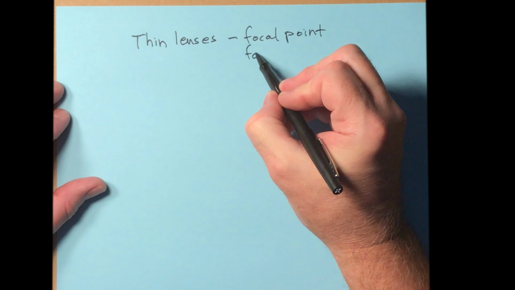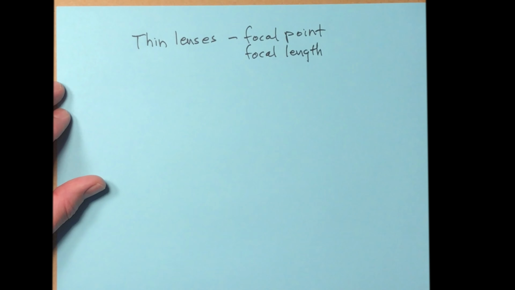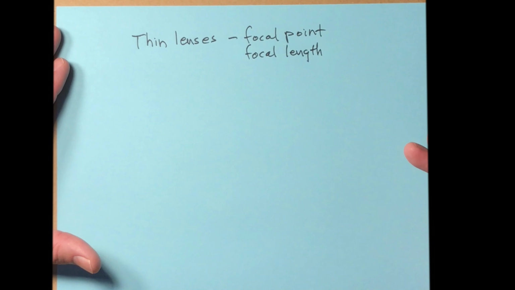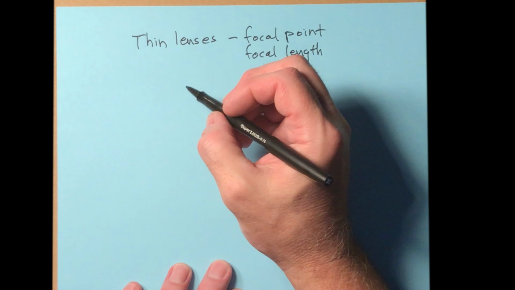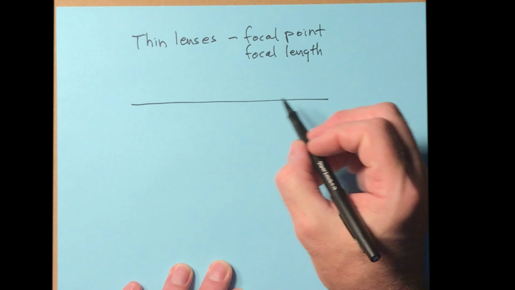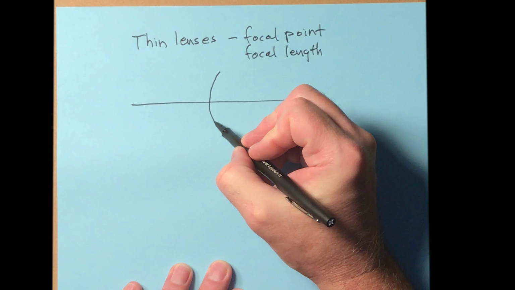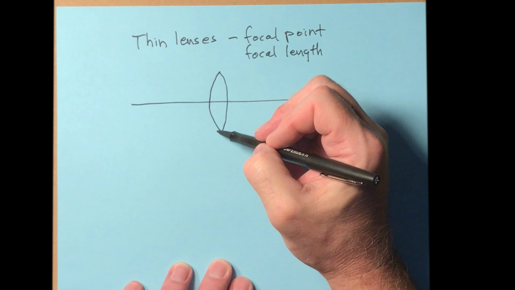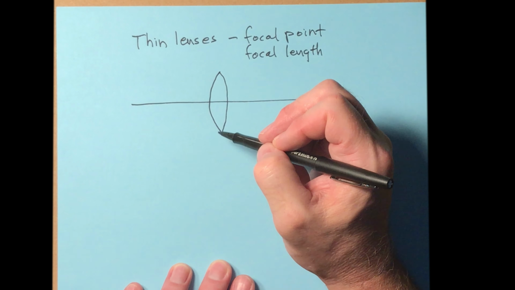They also have a focal length, just like mirrors did. The difference is that our lenses could have two sides. So if we have, let's draw an axis here, let's put a lens here on the axis. You see there's two curvatures here. We've got a curvature on the front surface, a curvature on the second surface.